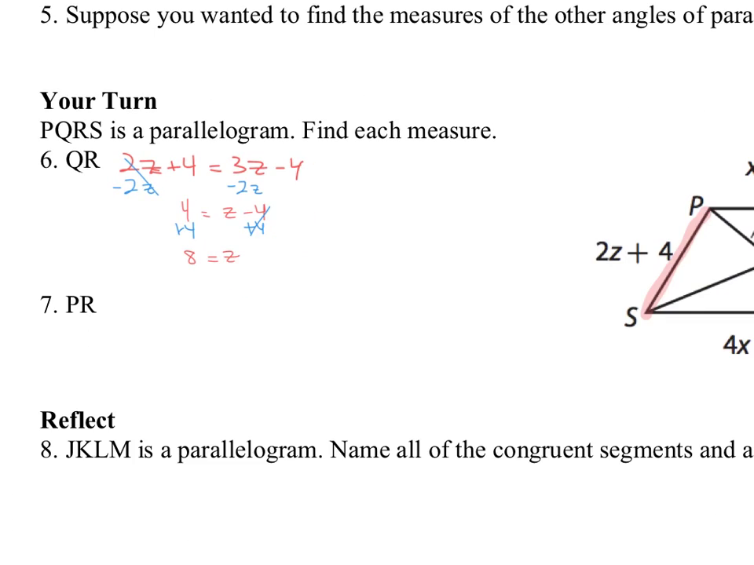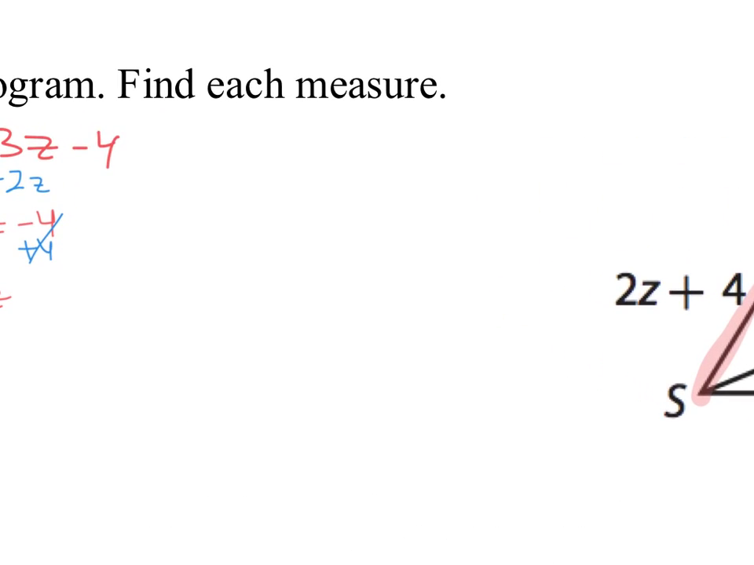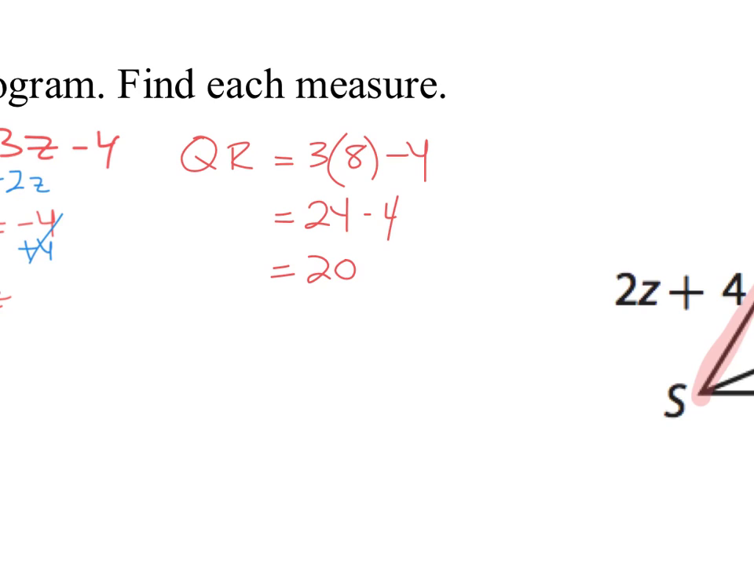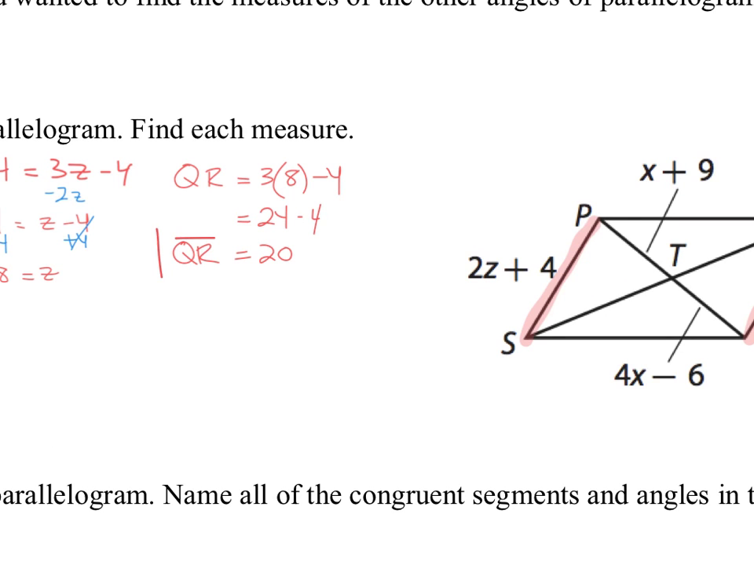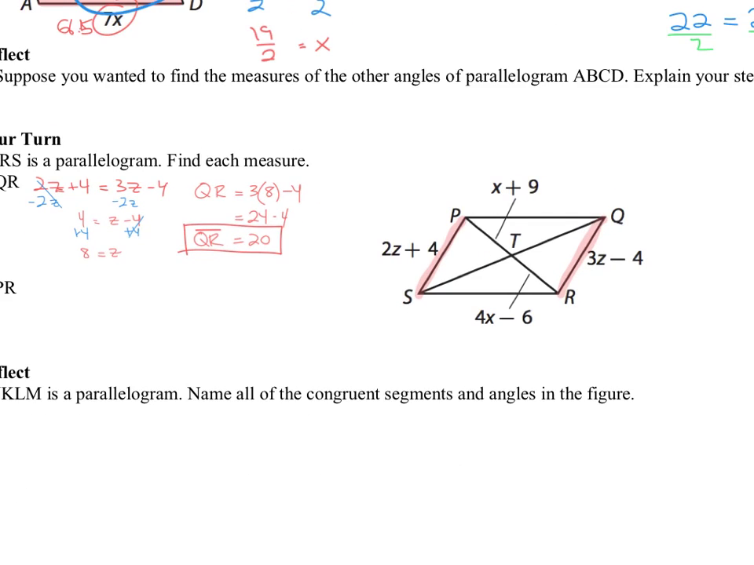And so QR was 3z minus 4. So QR equals 3 times 8 minus 4, which is 24 minus 4, or 20. And do we have any units there? No, we don't. So QR equals 20 would be our answer.